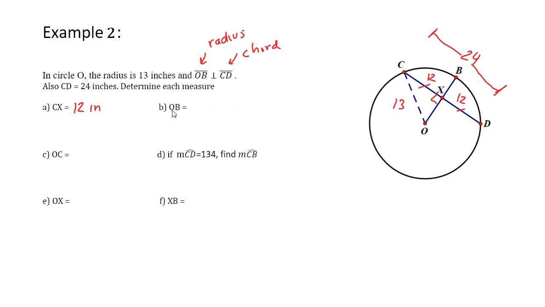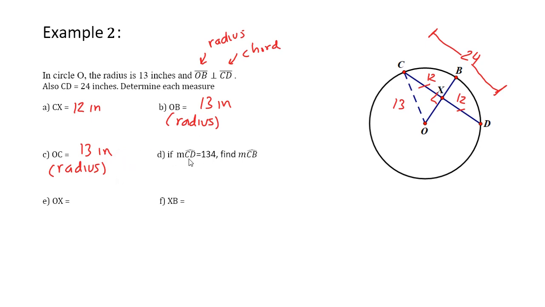What is the length of segment OB? OB, that happens to be a segment from the center to a point on the circumference, so this one is a radius. So that means that the measure is 13 inches. OC, that's also a radius, so that is 13 inches.